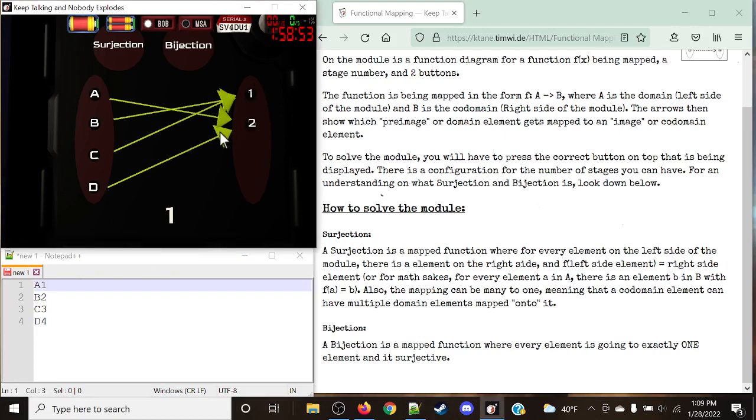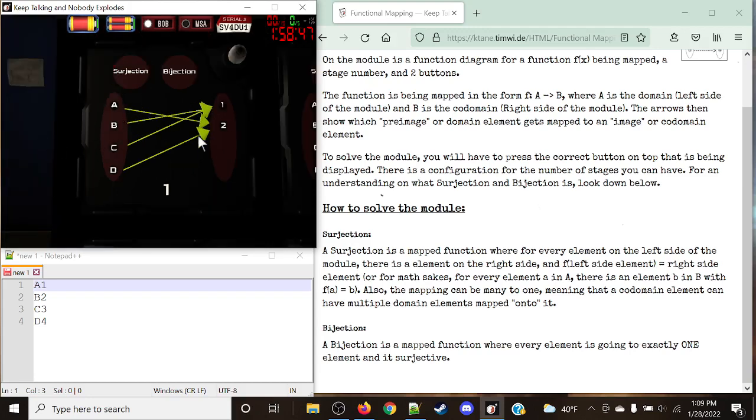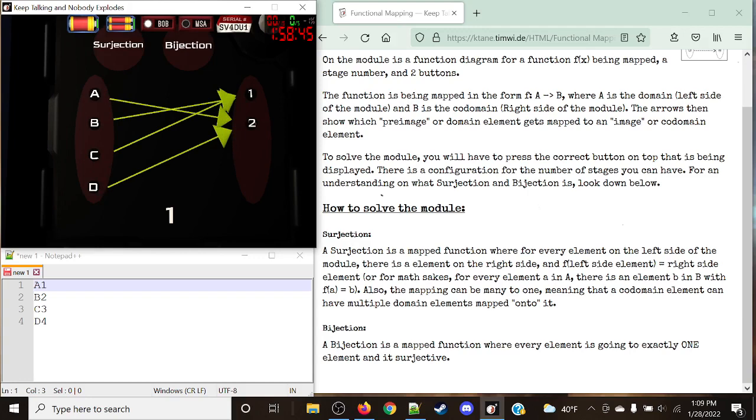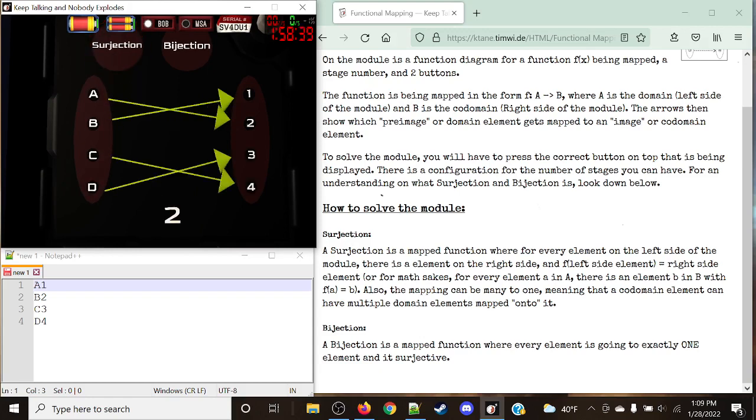So essentially, what we're going to take a look at here, we actually see that we have two arrows going to 1 and two arrows going to 2. This is going to count as a surjection because there is more than one starting point that goes to one single ending point. It's going to be a surjection.